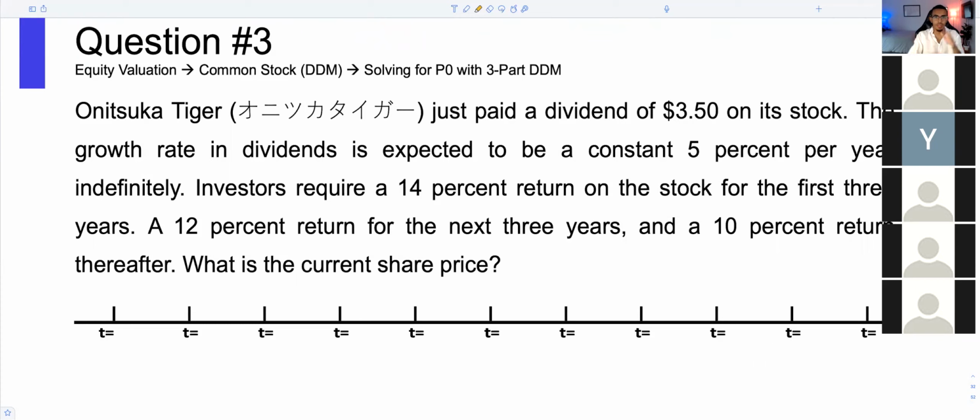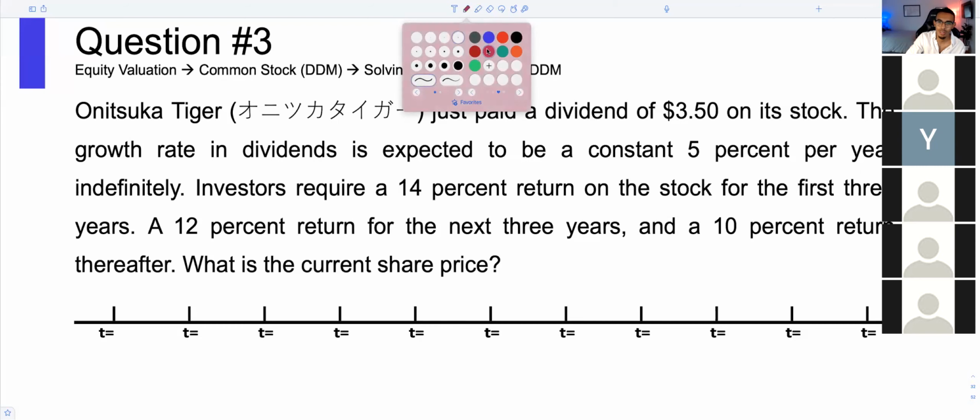So question 3, we're dealing with some equity valuation, some common stock equity valuation type of question. And this one's interesting because we're solving for the present value, but through 3 different sections, okay? But what's interesting is that this is actually not that hard when you think about it. We just gotta be rational. We gotta put stuff in perspective.